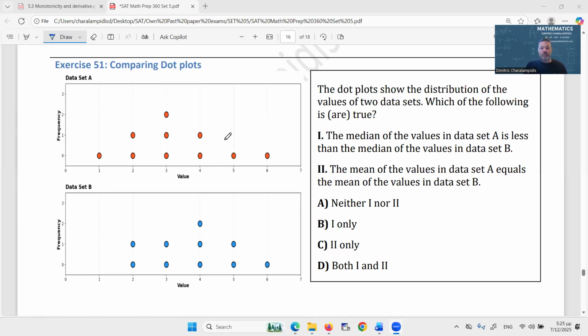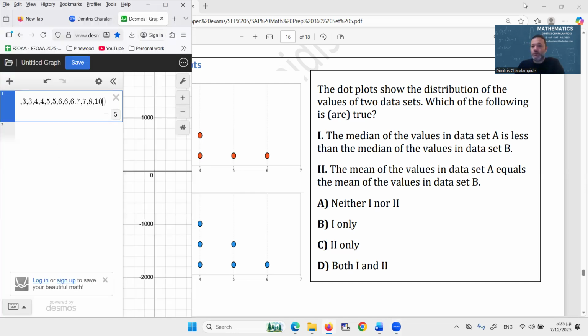Exercise 51. The dot plots show the distribution of the values of two data sets. Which of the following is or are true? The median of the values in data set A is less than the median of the values in data set B, and the mean of A is equal to the mean of B. Okay, easy thing if we use Desmos.